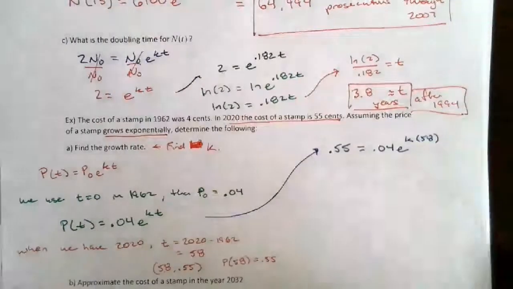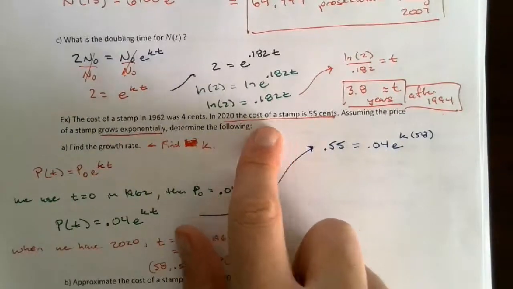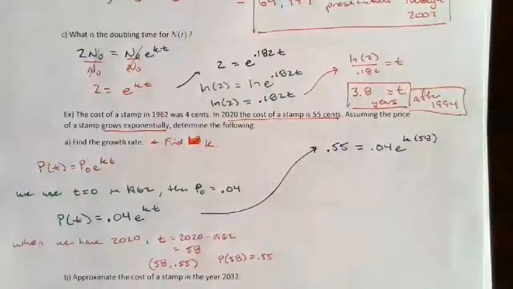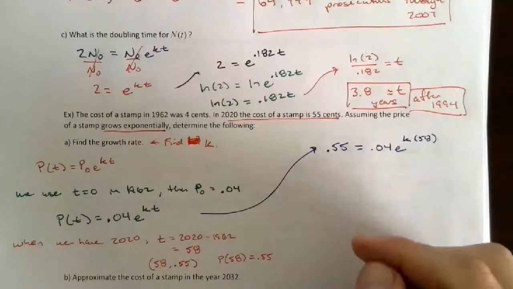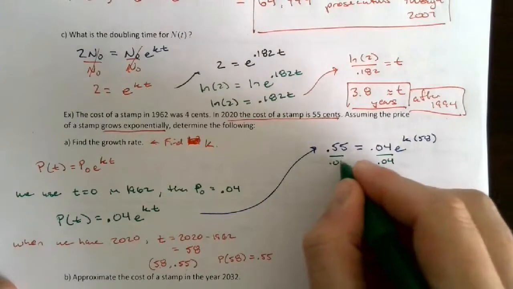And then we want to solve this, kind of like what we did earlier, right? So the second point you have, the one at the later point in time, is an initial condition for you to use to help you find that k. We're going to use that a lot when we talk about decay type problems. But once you're here, let's divide both sides of this by 0.04 to isolate the exponential so we can solve.